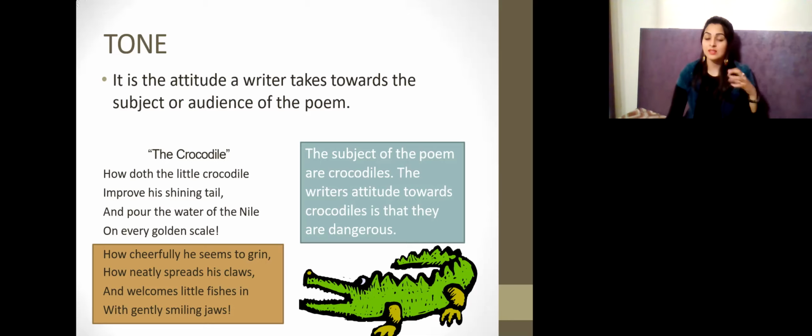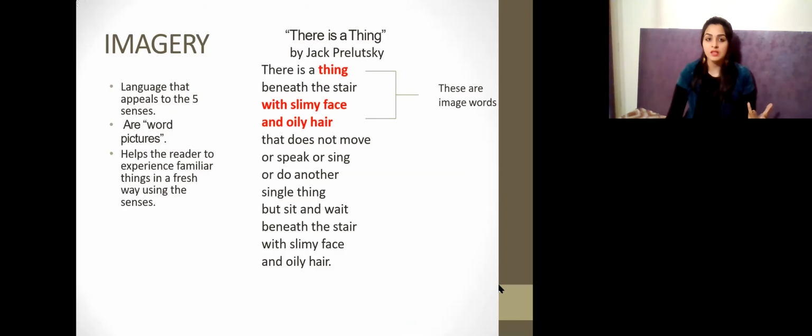So, the tone itself will tell you. The crocodile: How doth the little crocodile improve his shining tail and pour the water of the Nile on every golden scale. How cheerfully he seems to grin, that is showing his teeth. He neatly spreads his claws and welcomes little fishes in with gently smiling jaws. You saw that it's a happy poem, but you can see the tone that it's scaring you, right? That the crocodiles are dangerous. So the tone itself tells you that.